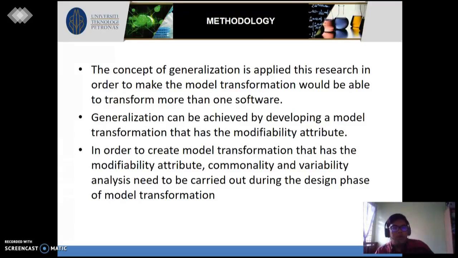The concept of generalization is applied in this research in order to make the model transformation able to transform more than one software. Generalization can be achieved by developing a model transformation that has the modifiability attribute. In order to create a model transformation that has a modifiability attribute, the commonality and variability analysis need to be carried out during the design phase of the model transformation.